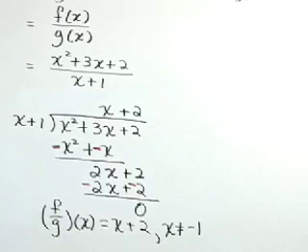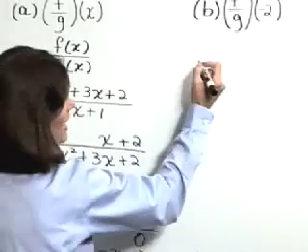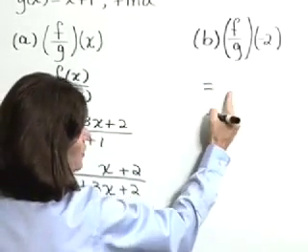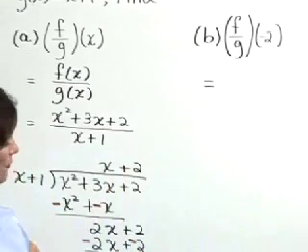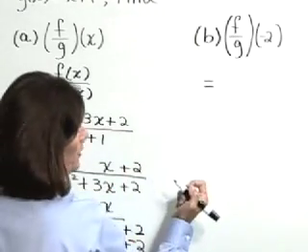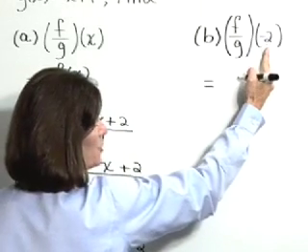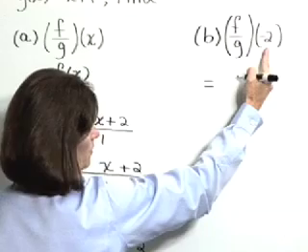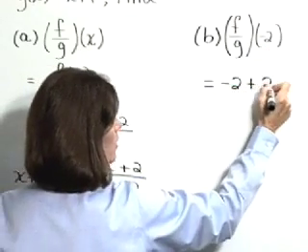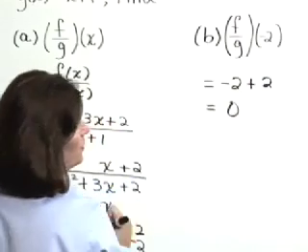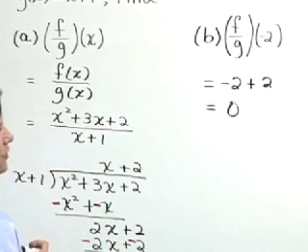Now let's move on to part B. In part B, we want to find f over g of negative 2. Let's use our result from part A, in which we found that f over g is equal to x plus 2. Therefore, we want to substitute negative 2 into that function for x, which gives negative 2 in place of x, plus 2, or 0. So for part B, f over g of negative 2 is equal to 0.